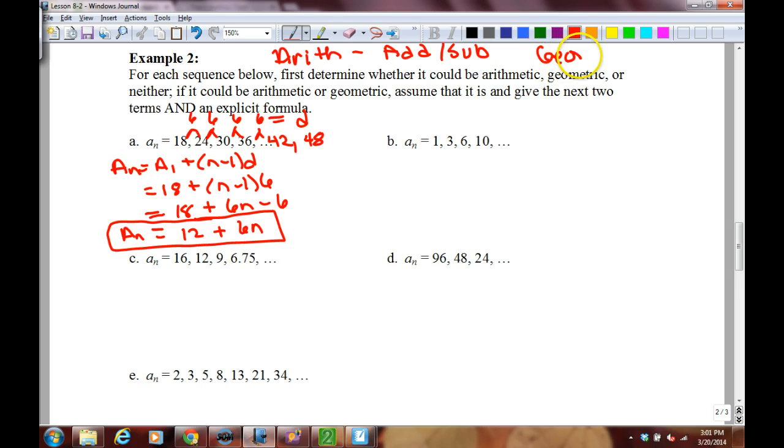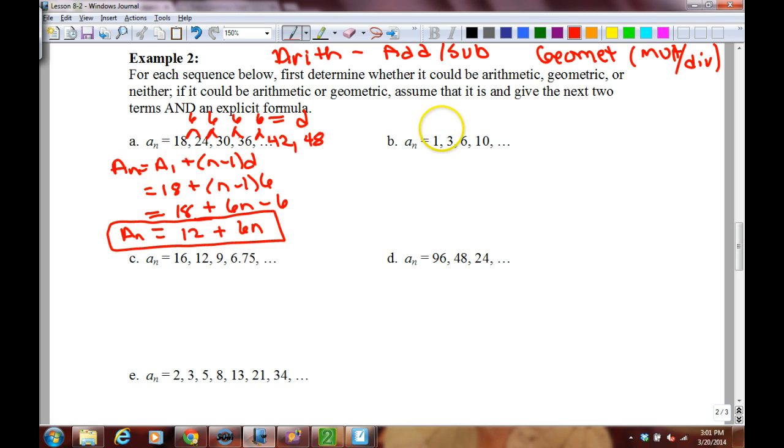Geometric, you're doing what? Multiply or divide. Okay? And like Juliana said, we can just check it too by doing the tricks that we just did above. So on this one, you could add 1 plus 6 and divide it by 2, and do you get 3? Yes. Let's try it again. 3 plus 10 divided by 2, is that 6? No. Okay, so that's not right.